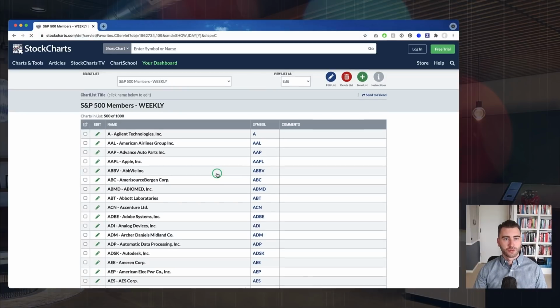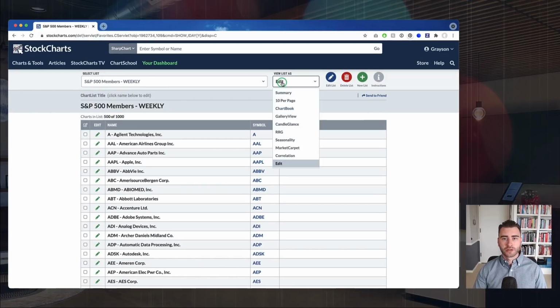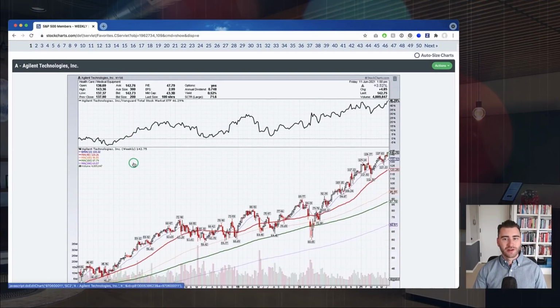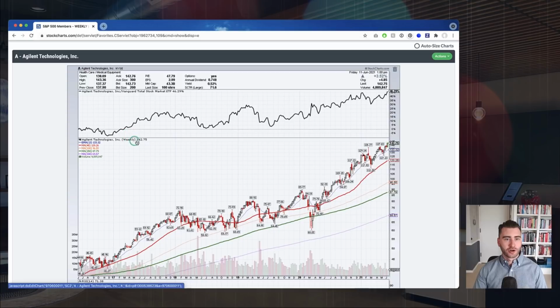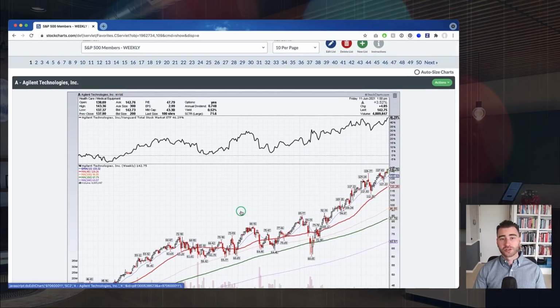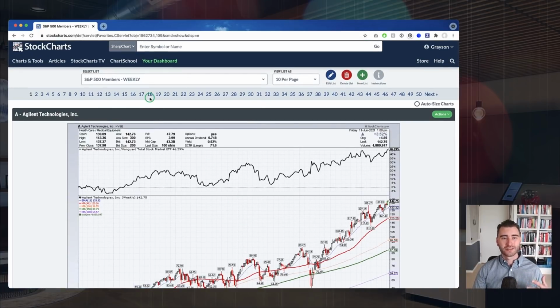Takes a sec to load through all of those, but now when we look at this in 10 per page view, we've got everything in the S&P 500 on a weekly chart. You can see that right there, and this time frame now is over 5 years. So some of these tools you have available to you on the edit page actually makes it really, really easy to create these kinds of lists.